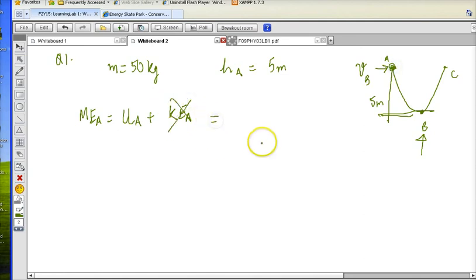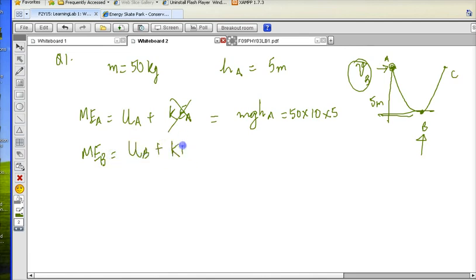So mechanical energy at A equals potential energy at A, which is equal to mgh_A, which is equal to 50 kilograms times 10 meters per second squared times 5. Let's say his velocity here is Vb, as we said. Mechanical energy at point B is equal to potential energy at point B plus kinetic energy at point B. But this is at ground level, so the potential energy at B is 0. So mechanical energy at B is equal to kinetic energy at B, which is equal to 1/2 m Vb squared. And this must equal 50 times 10 times 5.